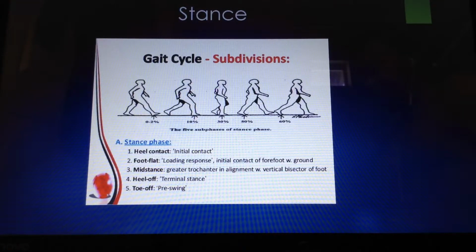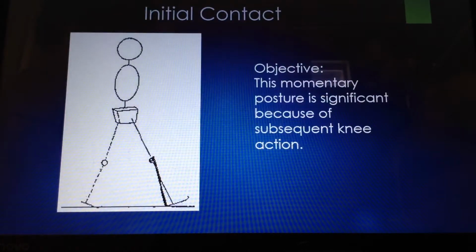Stance. This is to allow progression while also maintaining weight-bearing stability. The lower extremities perform 5 distinct movements that describe stance. Initial contact. Normal occurrence as observed in the video is the adult heel striking with the foot at a 25-degree angle to the floor. The ankle is in a neutral position, the knee extended with 5 degrees of flexion, and the hip is flexed at approximately 30 degrees. Although this is a momentary posture, it is significant because it influences subsequent knee action.